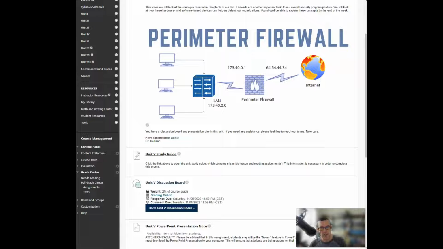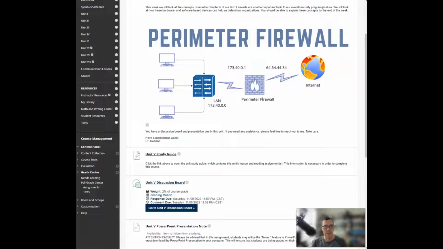Now, the topics you were covering in Unit 5 include firewall security, firewall overload, filtering methods, access control lists, network address translation or NAT, intrusion detection systems and prevention systems, more commonly known as IDS and IPS, and of course demilitarized zones or DMZs.